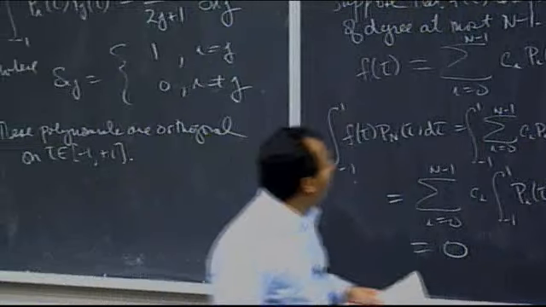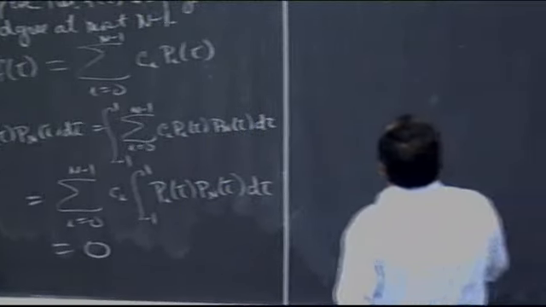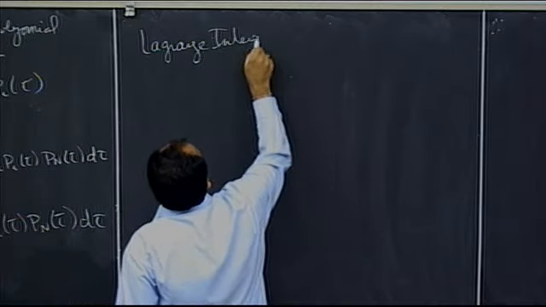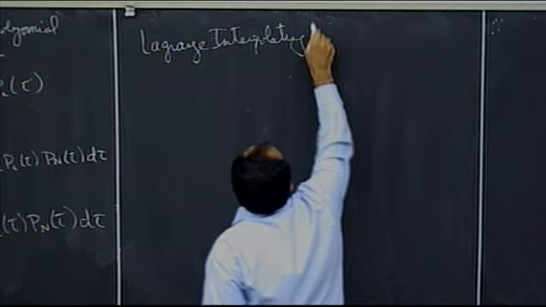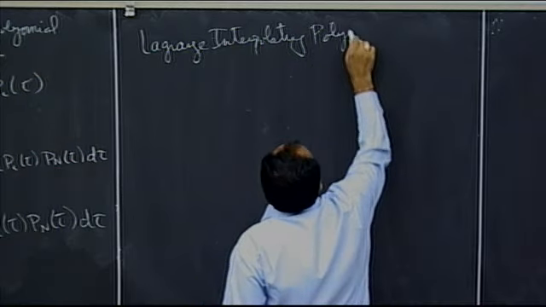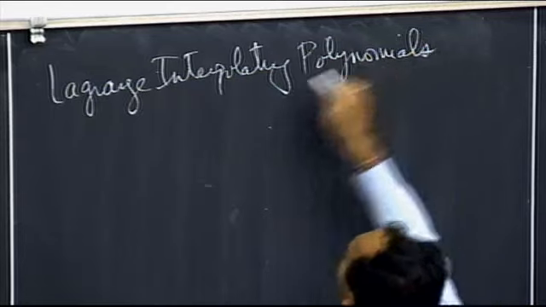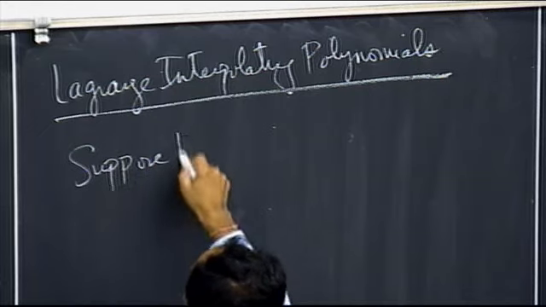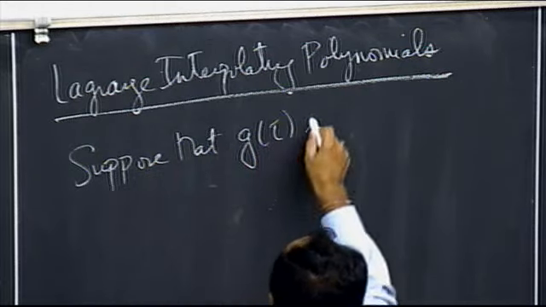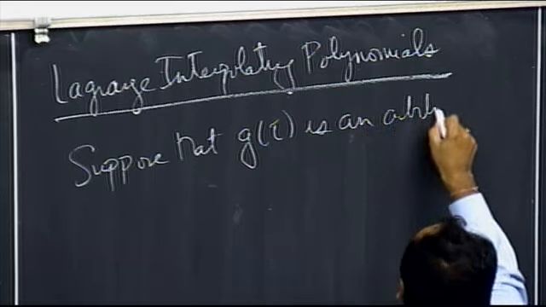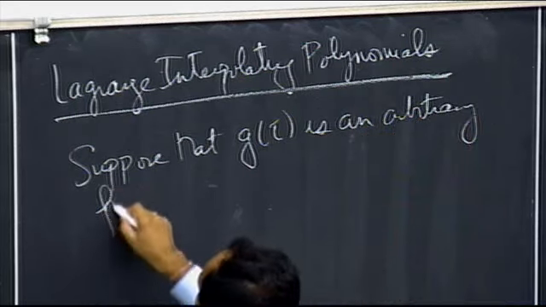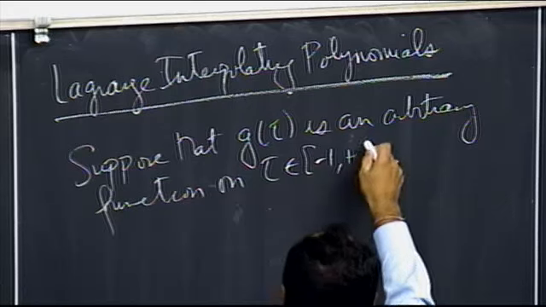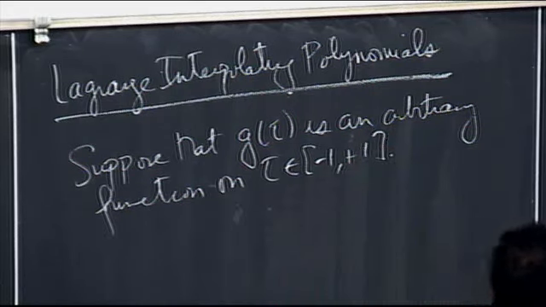The next thing I want to talk about, by the way, this is all building blocks for other stuff, okay, are what are called Lagrange interpolating polynomials. Okay. So suppose that g of tau is an arbitrary function on tau in minus 1 to plus 1. Okay, just take some function.